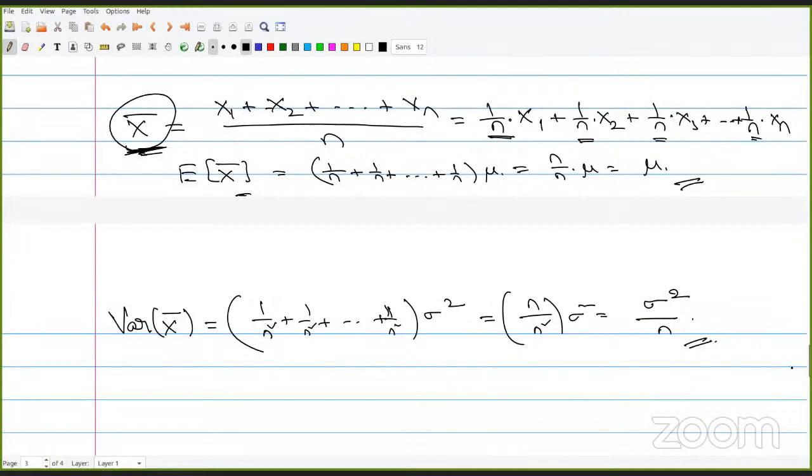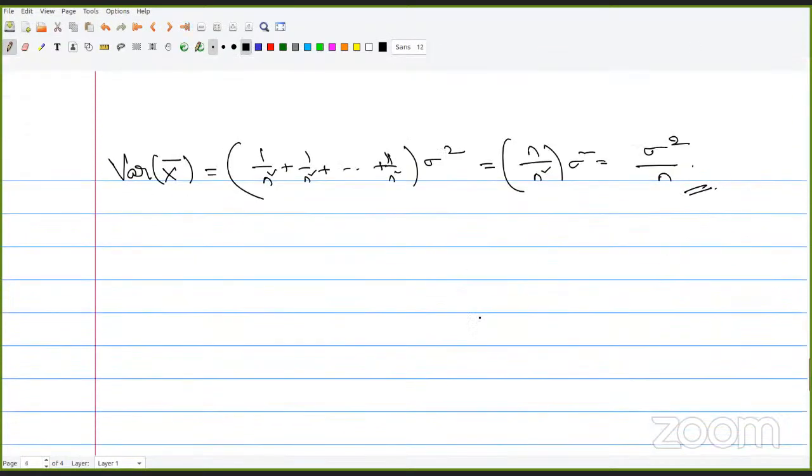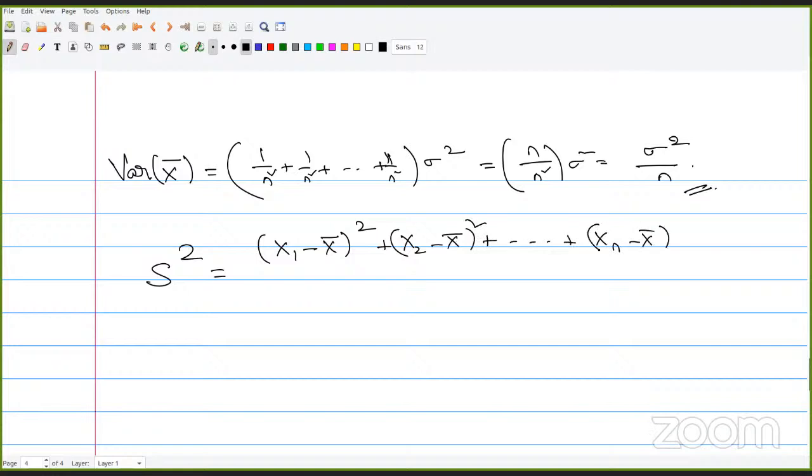Okay. So when we talk about S square, it is actually (x1 minus x bar) whole square plus (x2 minus x bar) whole square and so on up to (xn minus x bar) whole square, divided by n minus 1. So why n minus 1? That is what I wanted to ask. Why n minus 1? Why not n?